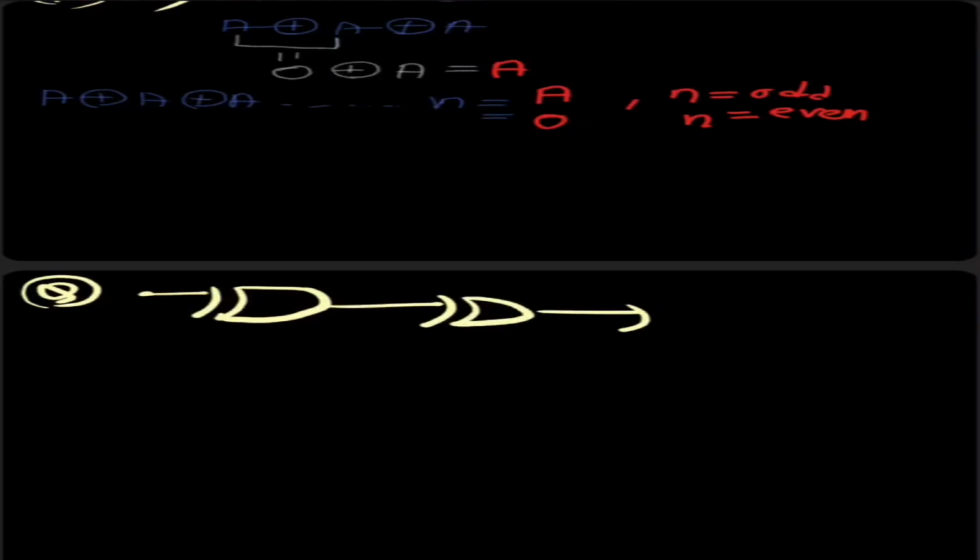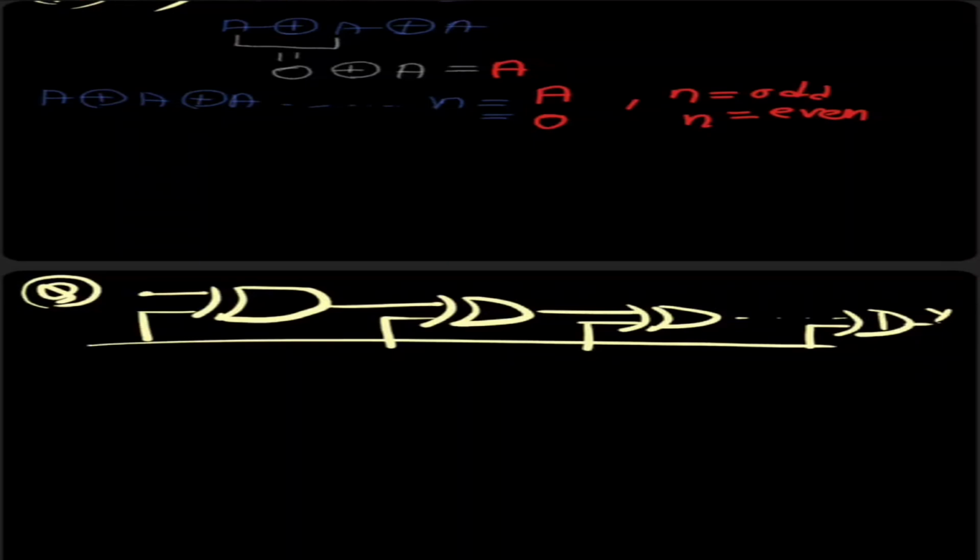Now let's solve the problem here. There are XOR gates. Now we are cascading 20 XOR gates.